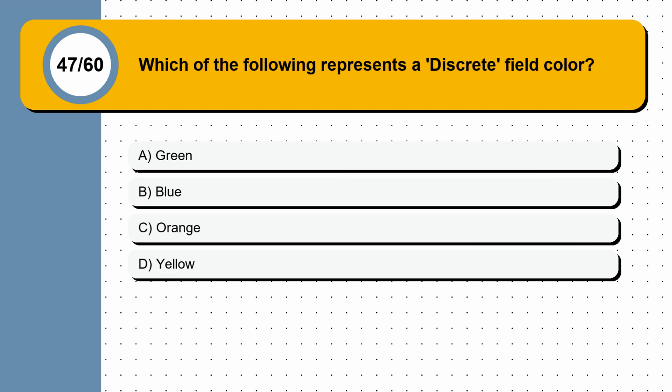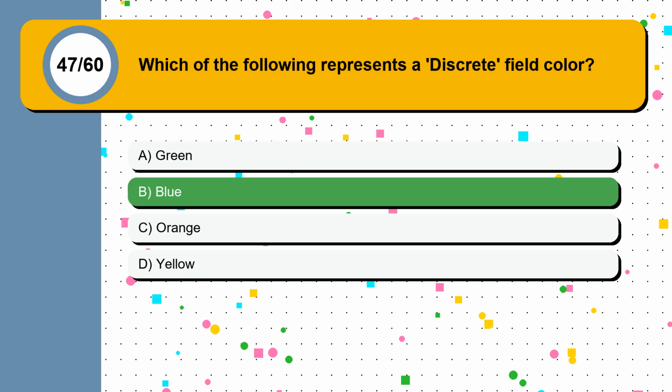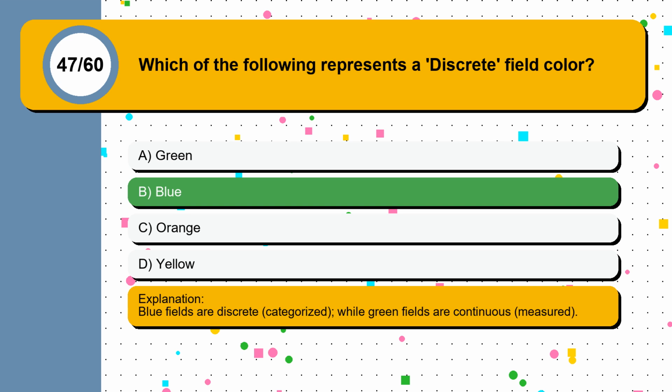Question 47. Which of the following represents a discrete field color? Option A, green. Option B, blue. Option C, orange. Option D, yellow. The correct answer is option B, blue. Blue fields are discrete, categorized, while green fields are continuous, measured.